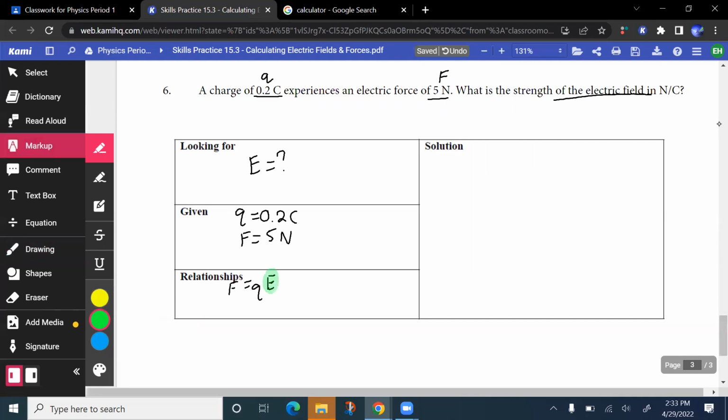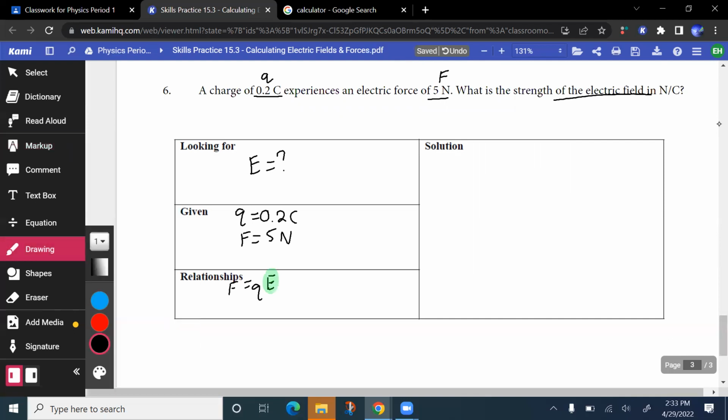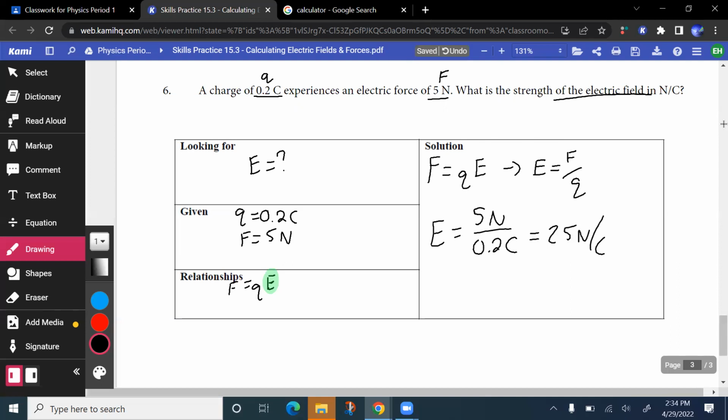Again, you're solving for E. So F would be equal to Q times E. Isolating E, we divide both sides by Q. And it would be 5 newtons of force divided by 0.2 coulombs of charge. So 5 divided by 0.2 is actually 25 newtons per coulomb.